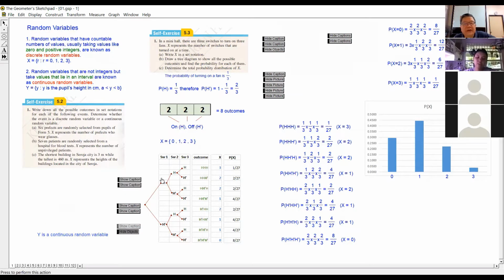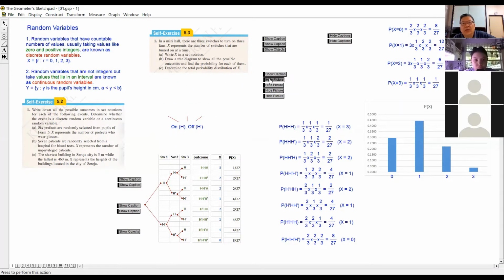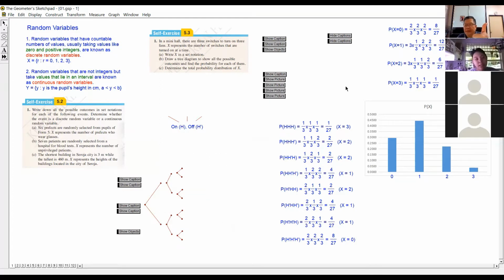Before we do binomial distribution, there are some terms that you need to know. What are the terms that you need to know? Number one, random variable. Number two, Bernoulli's trial. Number three is the binomial distribution. So there are three things that you need to know. I will go through them one by one slowly and let you know what is a random variable and what is a Bernoulli's trial.